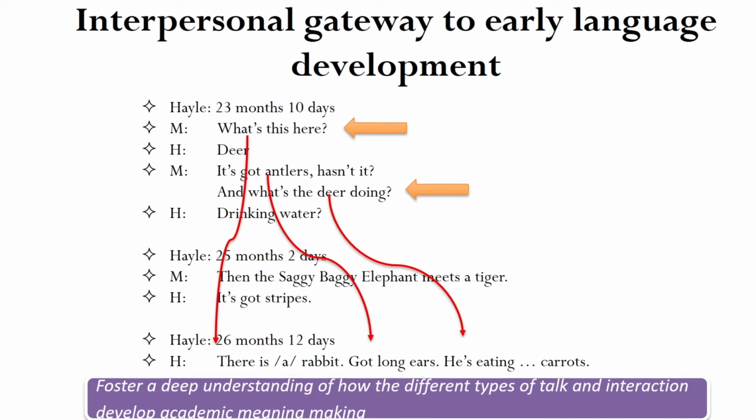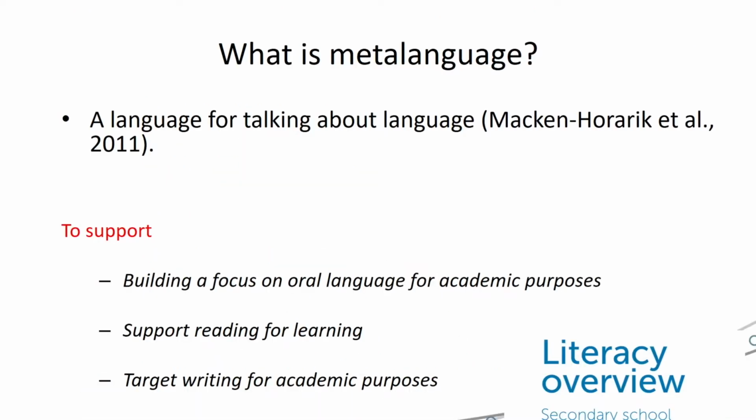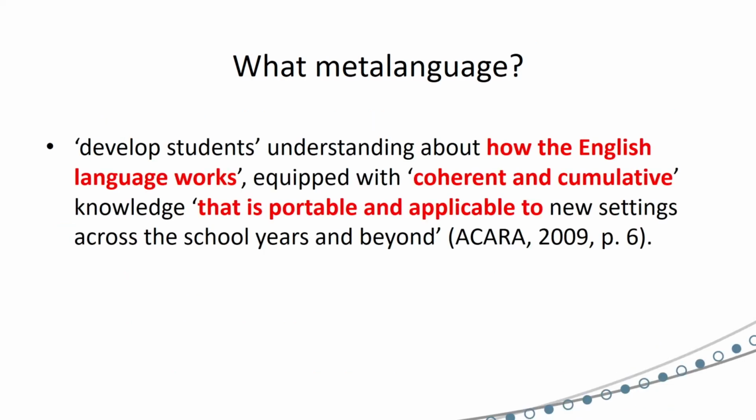These types of interpersonal interaction really foster a deep understanding of how different types of talk and interaction can develop academic meaning making. Answering our question, what is meta-language? It's a language for talking about language, and it helps us to build focus on oral language, and it's useful for supporting reading for learning and targeting writing for academic purposes.